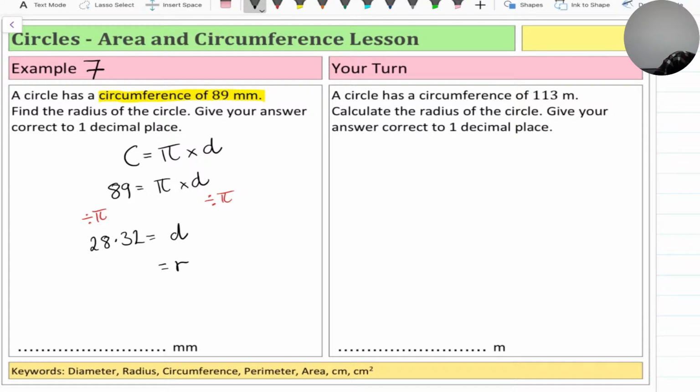And to find my radius here, I need to divide that answer by 2 at the end, which is equal to, well, the full answer is 14.164789, continuing. So to 1 decimal place, I put my line here. This means I'm rounding up, so the radius is equal to 14.2. Brilliant. So get that one down as example 7, and then have a go at that one on the right hand side.